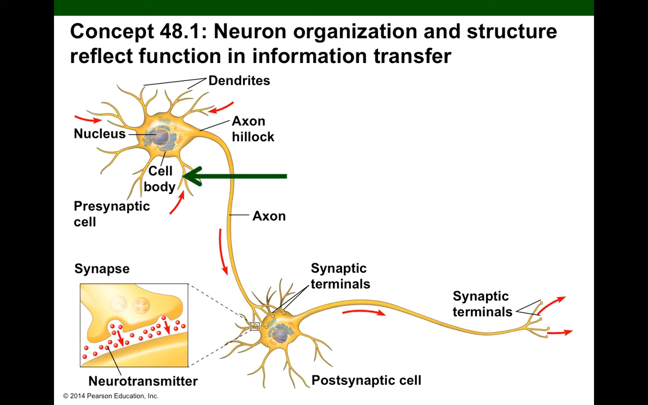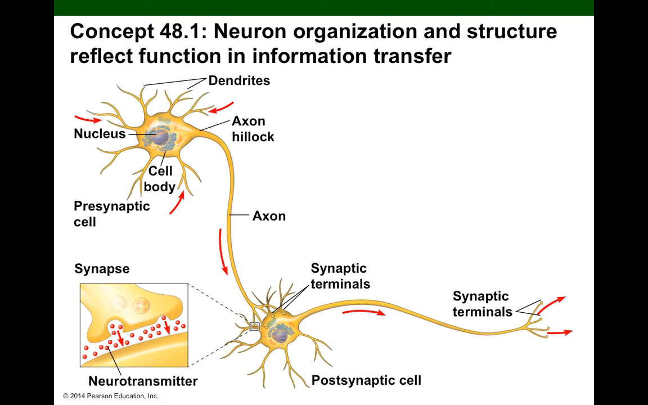Over here on the left, we have the cell body. This is where most of the organelles of the cell are found, including the nucleus. There are multiple branches extending from the cell body. These are called dendrites. The function of the dendrites is to receive an incoming signal from other neurons. Notice the red arrows going inward toward the cell body.